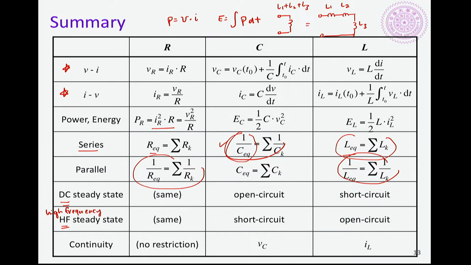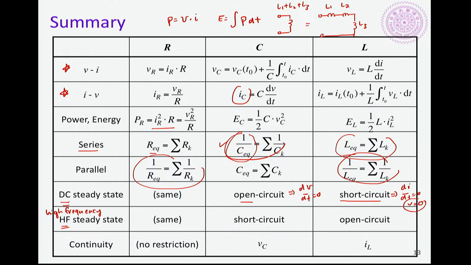Now consider DC steady state versus high frequency, where HF means high frequency. A resistor remains the same, representing the same resistance whether at DC or high frequency, whereas the capacitor acts as an open circuit and the inductor acts as a short circuit in DC steady state. For the capacitor, dV/dt equals 0, so the current equals 0, which is an open circuit. For the inductor, dI/dt equals 0, so the voltage equals 0, which is a short circuit. High frequency is exactly the opposite.